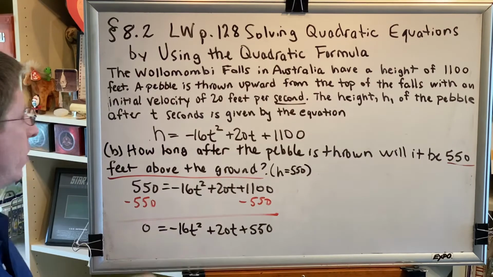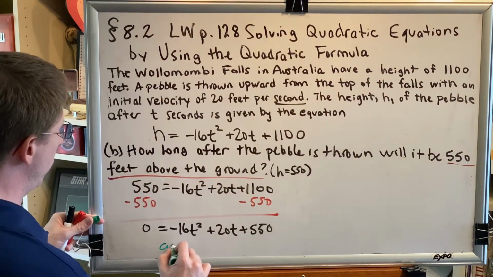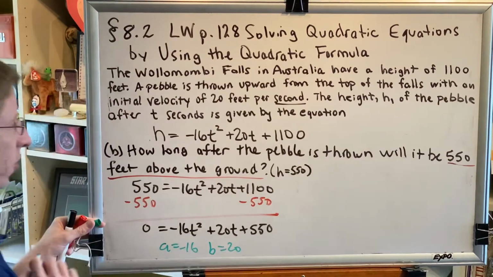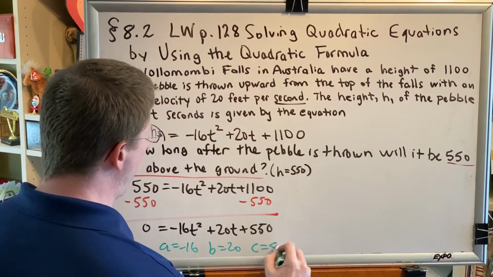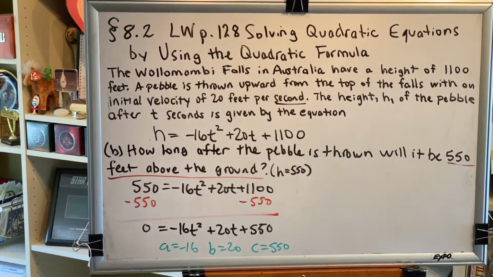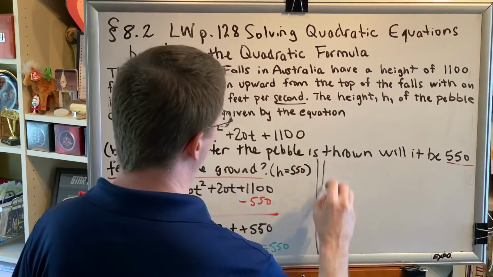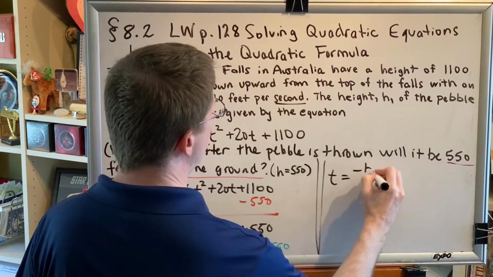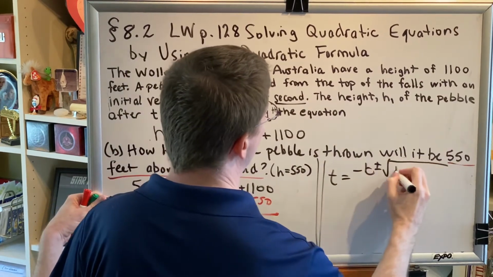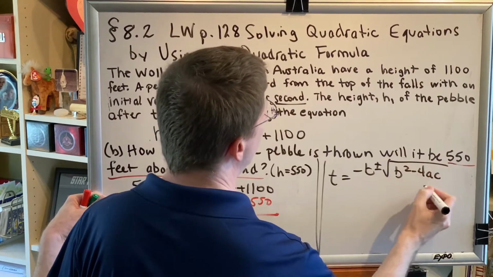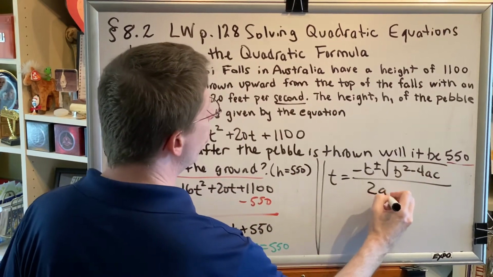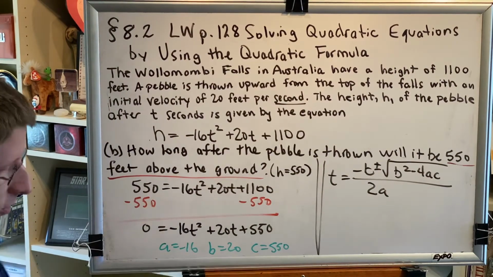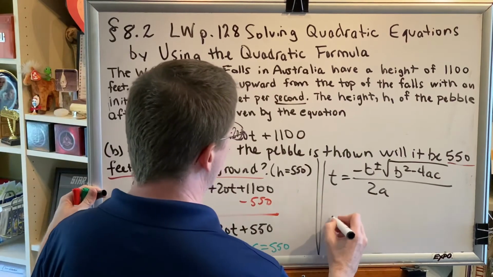All right, now that our quadratic equation is in the correct form, we can identify the coefficients. A equals negative 16, just like it was before. B equals 20, just like it was before. But now we have a new value of C. C is now 550. All right, let's plug into our quadratic formula. Again, our variable is t, so we start with t equals opposite b plus or minus the square root of b squared minus 4ac all over 2a. All right, so there we go. There's our quadratic formula. Let's plug in the values of a, b, and c so we can start simplifying.